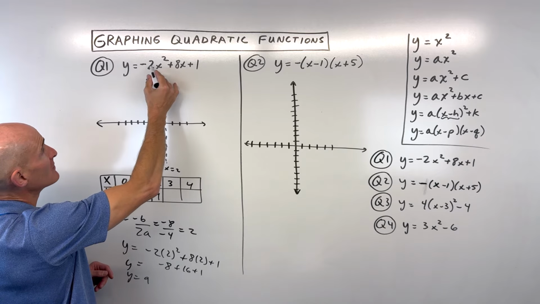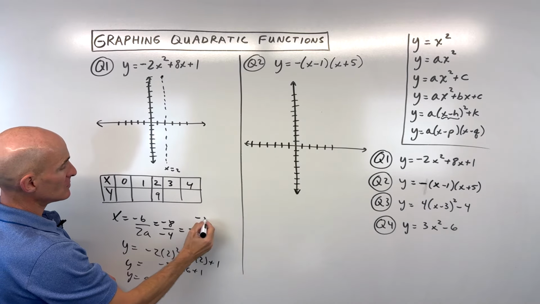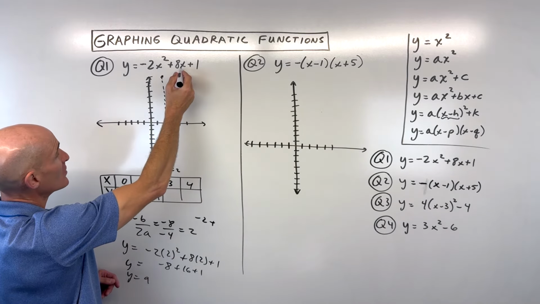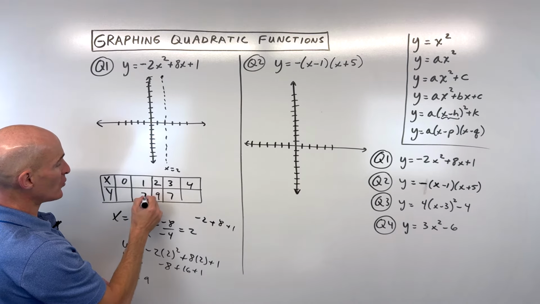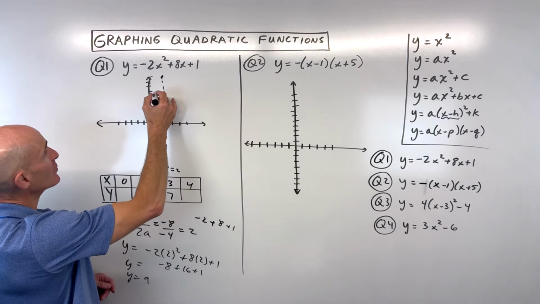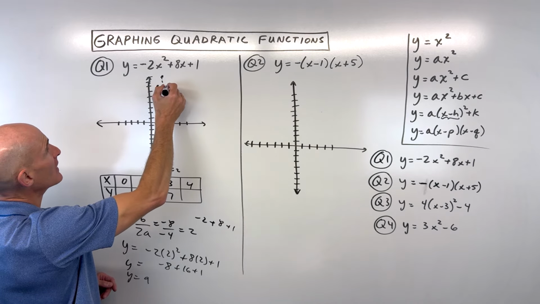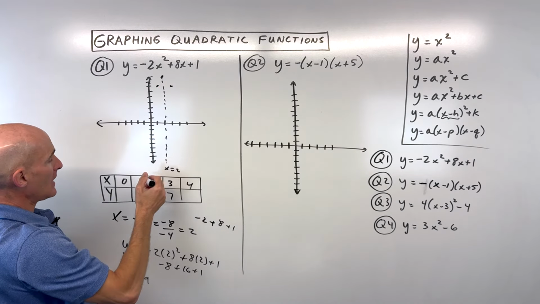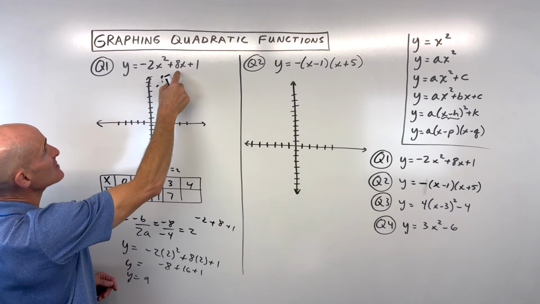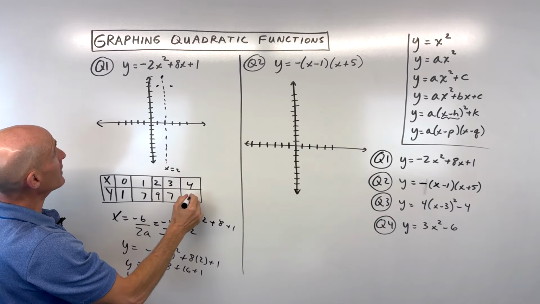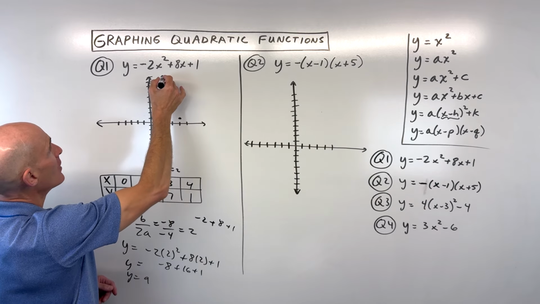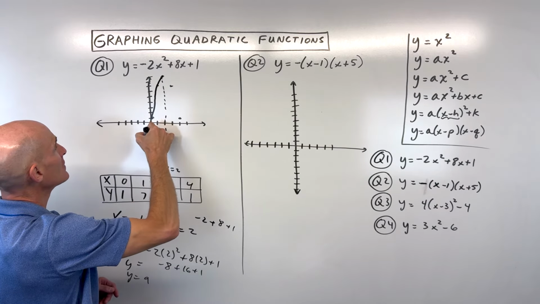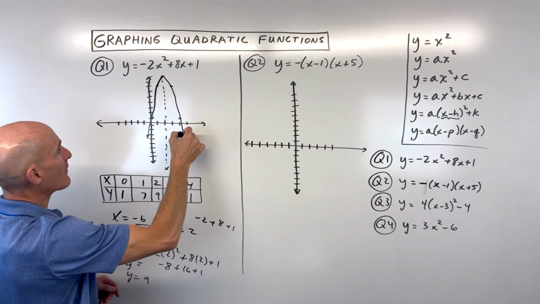1 squared is 1, times -2 is -2, plus 8 times 1 is 8, plus 1, that's 9 minus 2 is 7. So both of these are 7. That's going to put us right here and here. And if I put 0 in, this is going to be 0 plus 1 is 1. So that's going to put us right here and right here. Okay, so now we have a pretty good sketch of our graph.